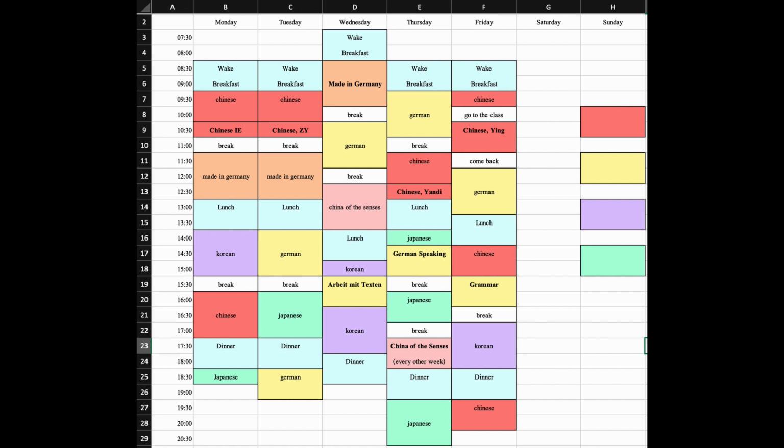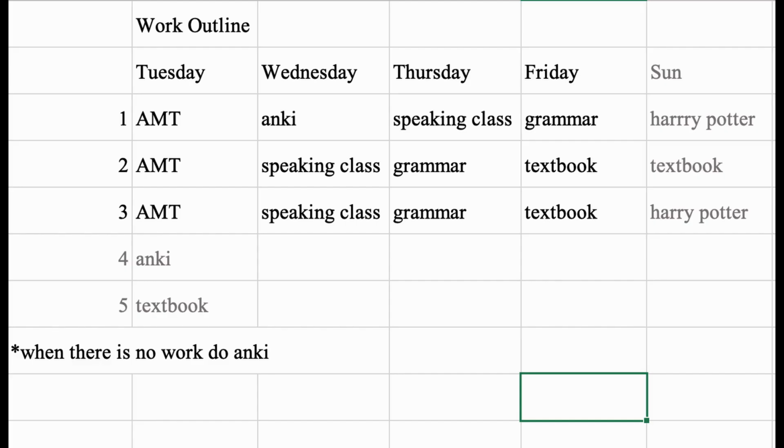Then, when I've planned all my language study into my timetable, I make a separate page for it with a little timetable. So here we have my one for German class, and I'm clearly here going to study German on Tuesdays, Wednesdays, Thursdays, Fridays, and maybe Sundays. So the things in grey are optional.